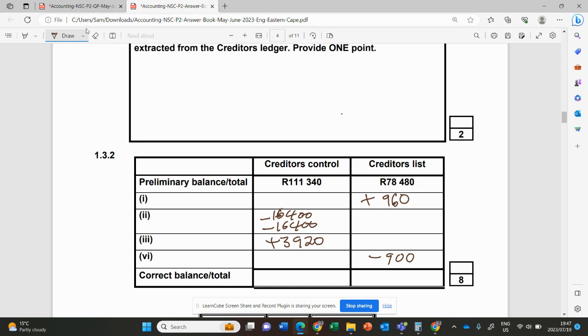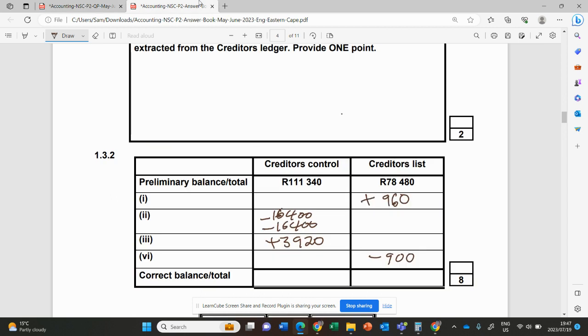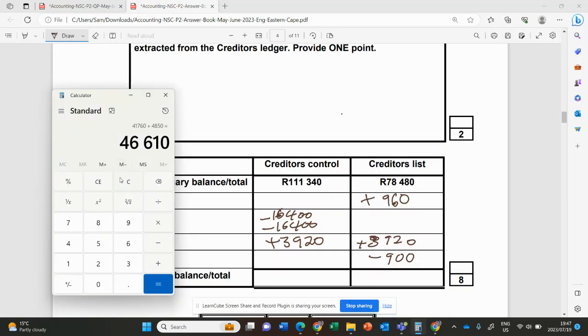Oh, this one I think I omitted this. The transaction for Roman figure 3, they said this is not recorded. If it's not recorded, it's not recorded at all. So it means it's going to be 3,920 on both sides, because they didn't record it. Now let's do a calculation and see if it will balance.